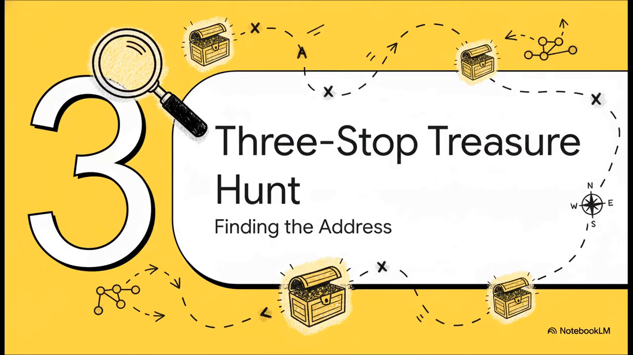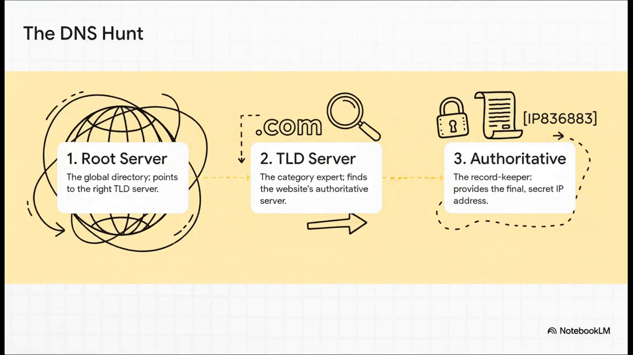So because of this super smart distributed system, whenever your computer needs an address it hasn't seen in a while, it kicks off this lightning-fast, three-stop treasure hunt to find the right IP number. So here's how that little treasure hunt works. First, your request hits what's called a root server. Think of it as the main global directory. It sees you're looking for a .com website and points you to a specialist, the TLD server. Now this server is the expert on all things .com, and it knows exactly who the official record keeper is for the site you want.